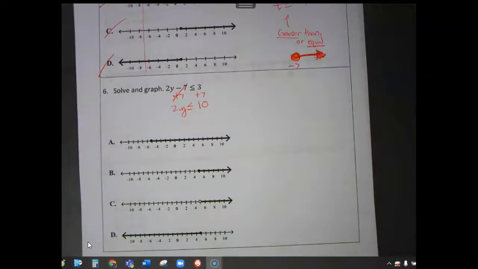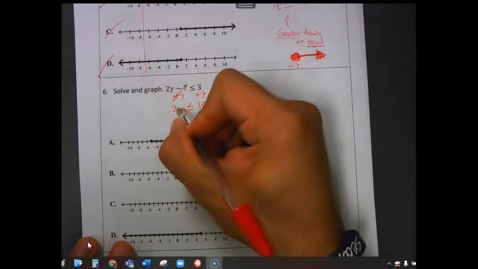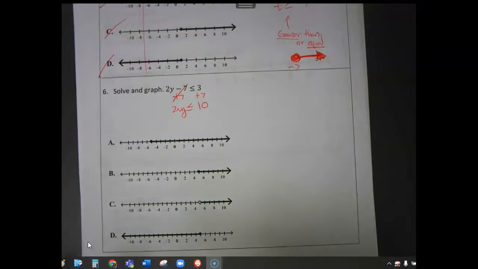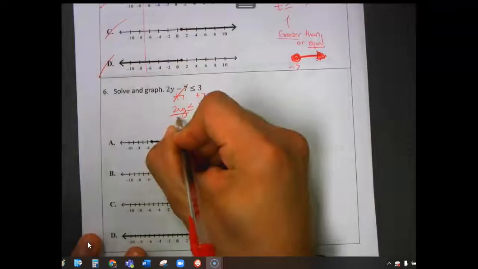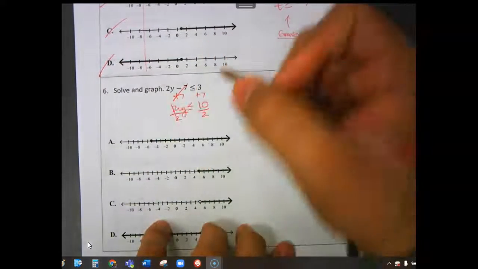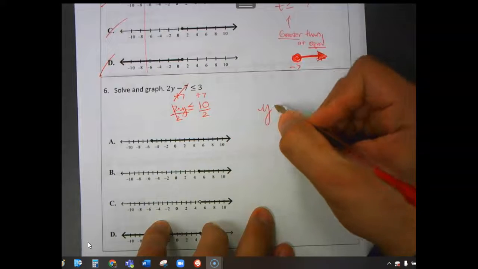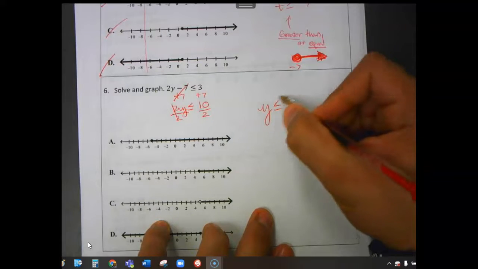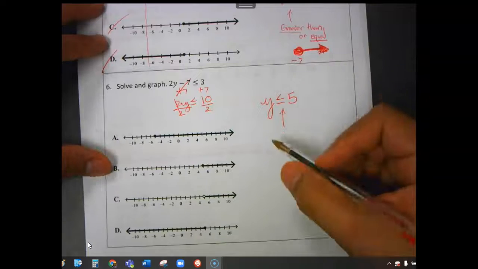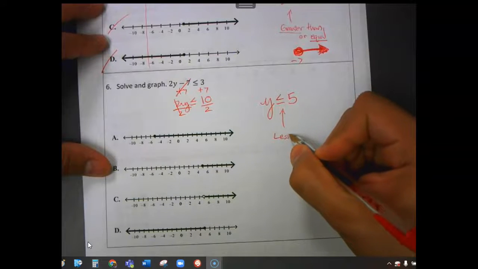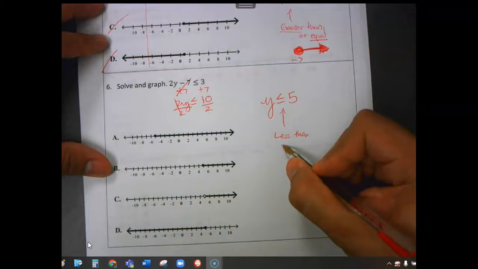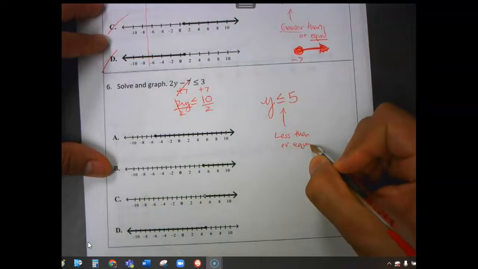Last step, to get y by itself. 2 is a coefficient that's being multiplied, so we always think of the inverse operation. The opposite of multiplying is to divide. We're going to divide on both sides by that coefficient 2. The 2's cancel out, so I'm left with y less than or equal to, and then 10 divided by 2 is 5. Now, this is less than, and since it's underlined, it's or equal.